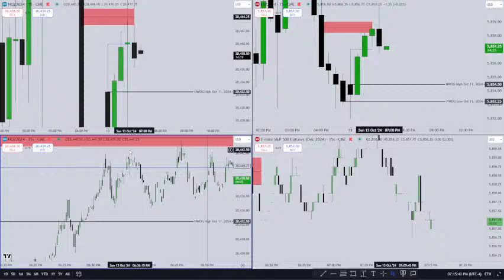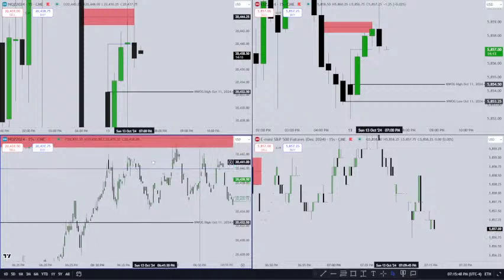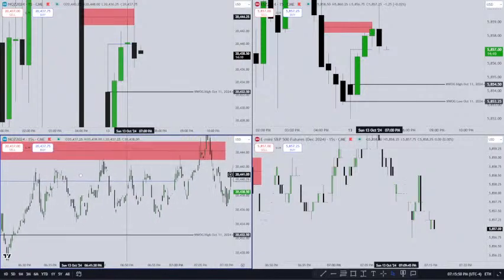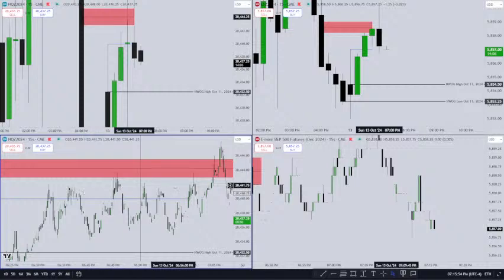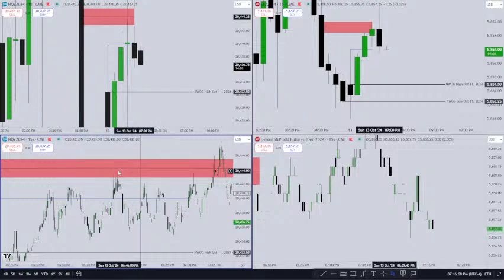This is not like a seek and destroy profile. It's just a characteristic that occurs. And so you can see right here we have a high, a higher high, and then these highs here. So layered liquidity in here.